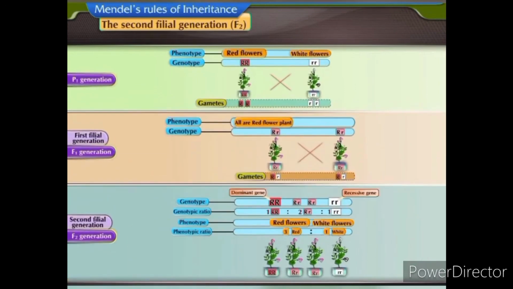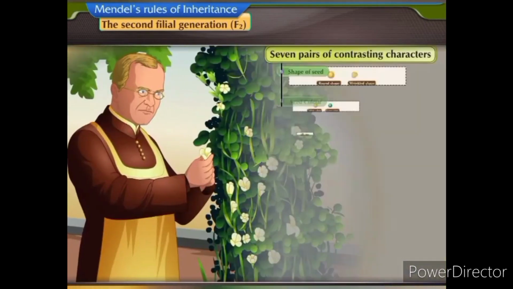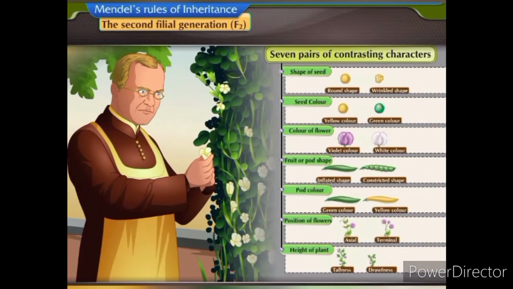For example, in a cross of pea plant involving red and white-colored flowers, the phenotypic ratio of F2 generation is 3 red is to 1 white, but the genotypic ratio is 1 capital R capital R is to 2 capital R small r is to 1 small r small r. Mendel's experiments involved 7 pairs of contrasting characters. Let us study one more cross of pea plants with some other pair of contrasting characters.